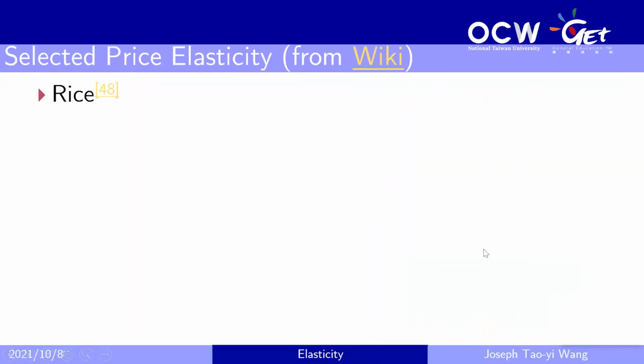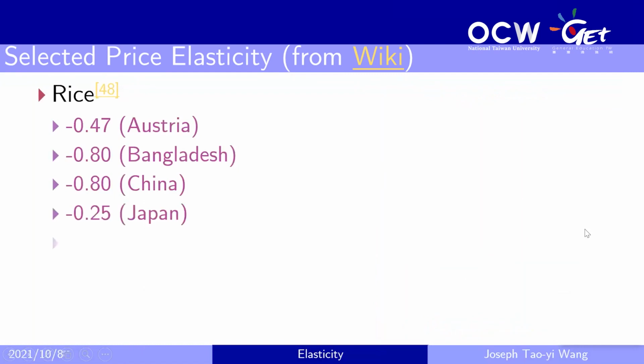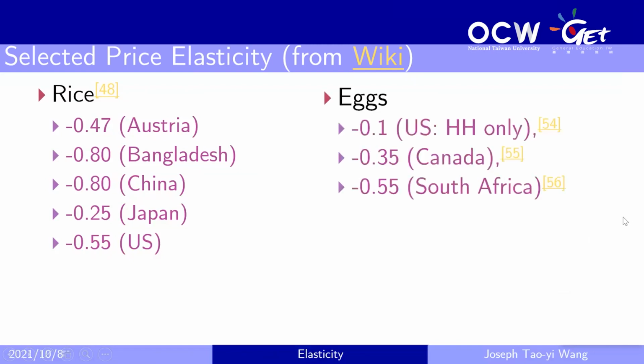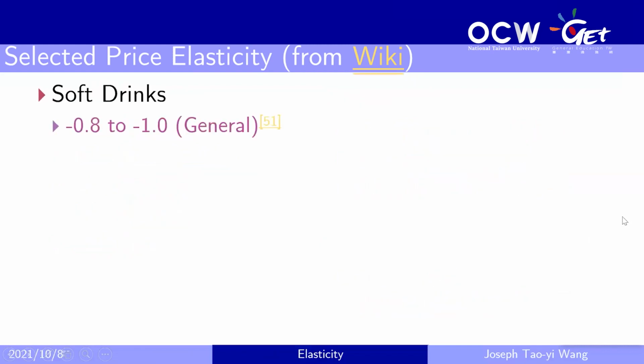Actually, I got more numbers from Wikipedia. Rice in different countries, there's a variation. In Austria, 0.47; Bangladesh, 0.8; China, 0.8; Japan, 0.25; US, 0.55. There is variation across countries, but all of these are inelastic. Eggs in households, 0.1. That's the number we saw in the US. In Canada, it's 0.35; South Africa, 0.55. Chicken, 0.5 to 0.6. Soft drinks, yeah, we talked about soda. Soda in general, 0.8 to 1. So it's inelastic, close to unit elasticity.